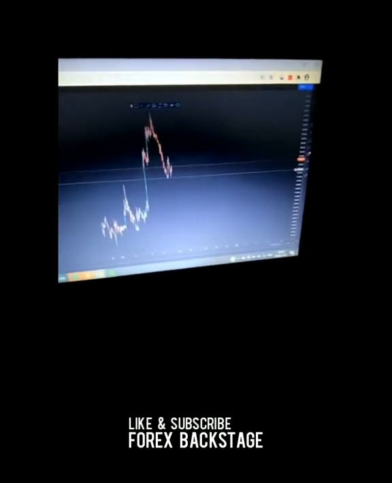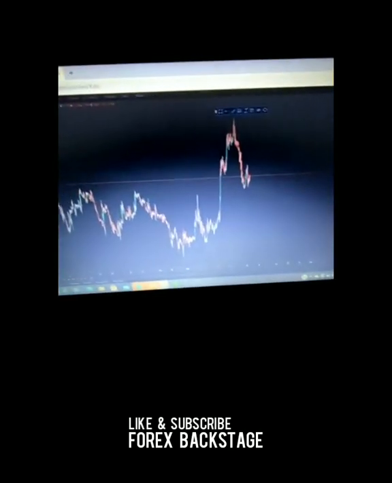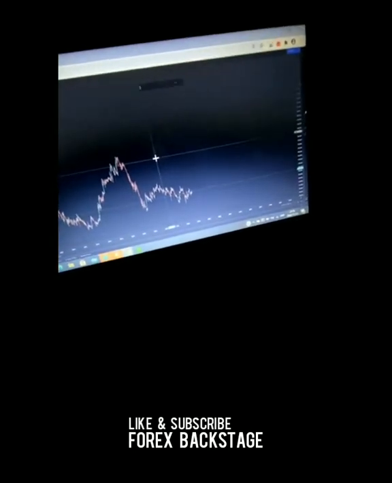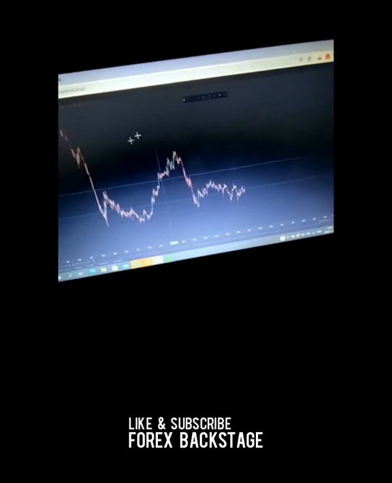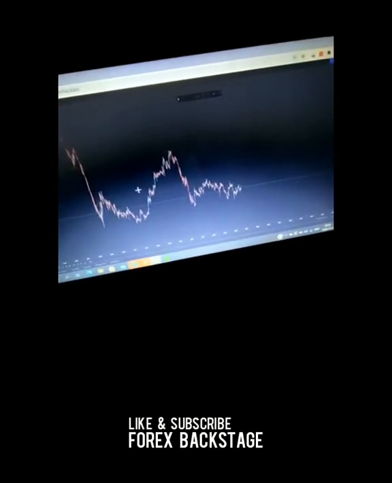So let's check again on which one we can take. Let's try GBP JPY. Okay, let's try GBP JPY. GBP JPY on the weekly time frame. Okay, our interest should be in this part, not the previous part. You understand, guys?